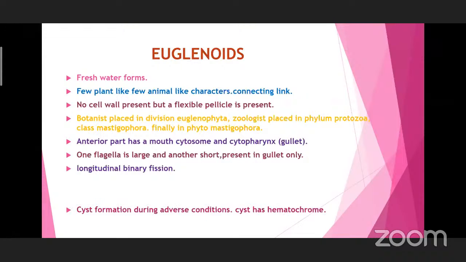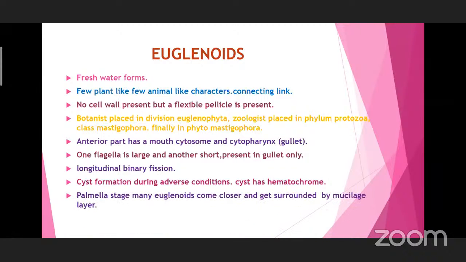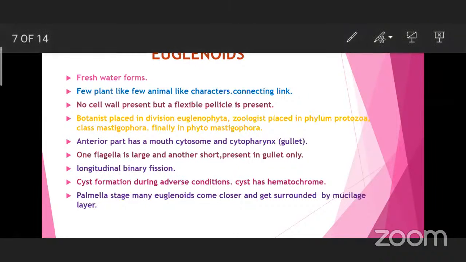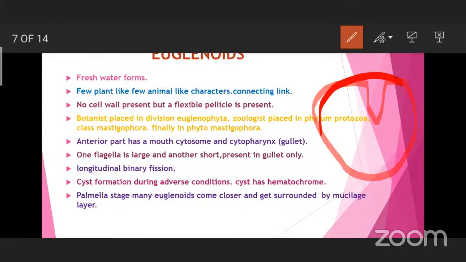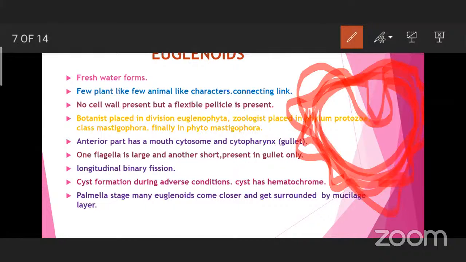Longitudinal binary fission means lengthwise it is going to split into two equal daughter cells. Cyst formation occurs during adverse conditions. That means it is going to enclose itself. All the cellular components get enclosed, it will lose the flagellum and become a round structure. And that too, haematochrome, a red color pigment, is going to surround this cyst in adverse conditions. When the conditions become favorable, it is going to regain its same form.